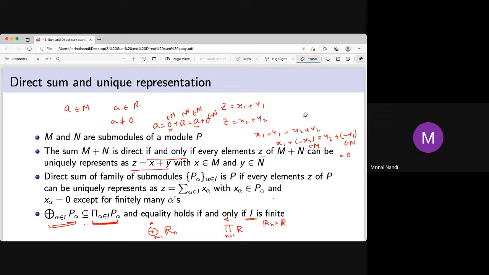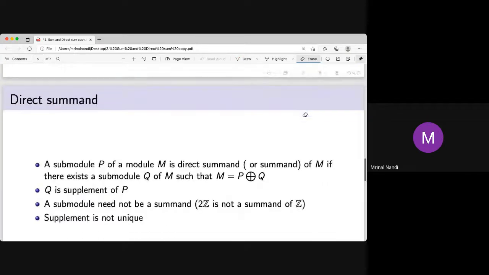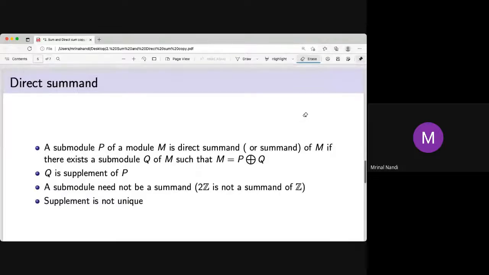So now we come to the direct summand. Suppose P is a module and a submodule of the module M. Then we call it the direct summand, or just summand, if you have another submodule Q of M such that P direct sum Q is M.